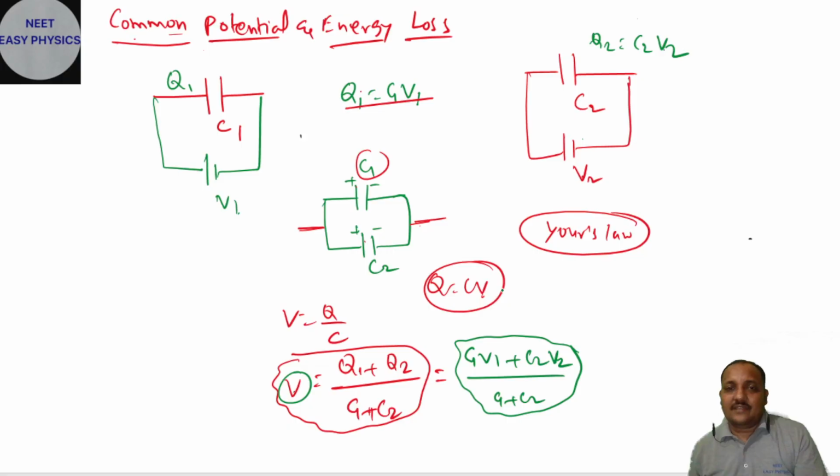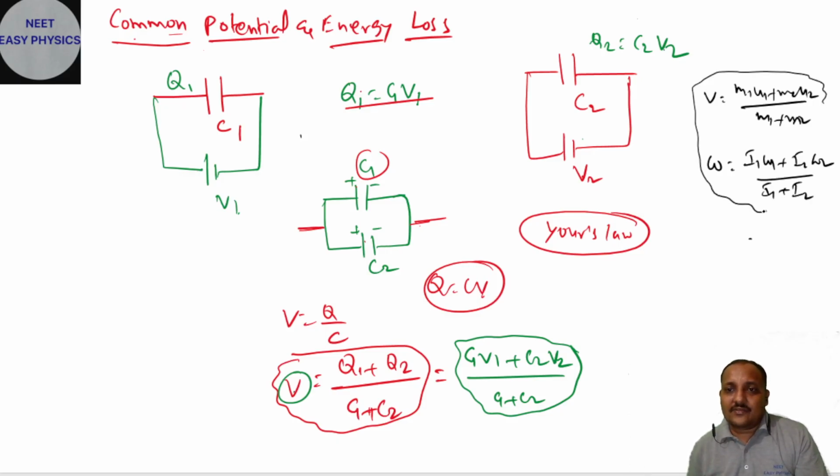This is going to be the formula of a common potential. A similar equation you will get in collisions for common velocity: M1 U1 plus M2 U2 by M1 plus M2. In rotational dynamics, common angular velocity: I1 omega 1 plus I2 omega 2 by I1 plus I2. You will get this already in your first year. Similarly, this is the common potential.